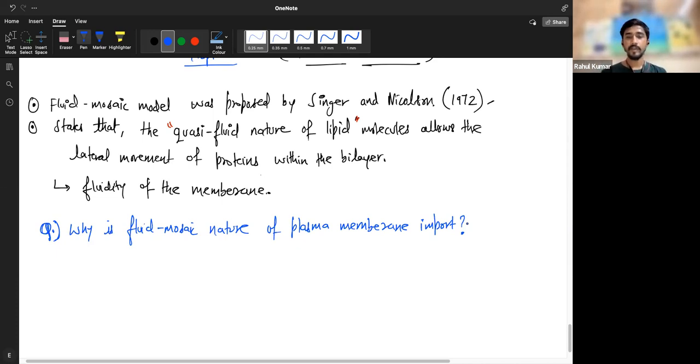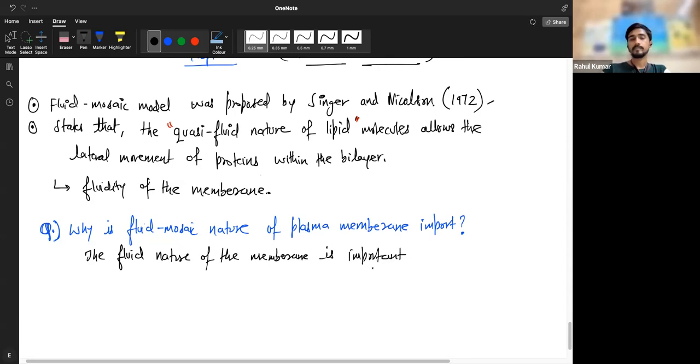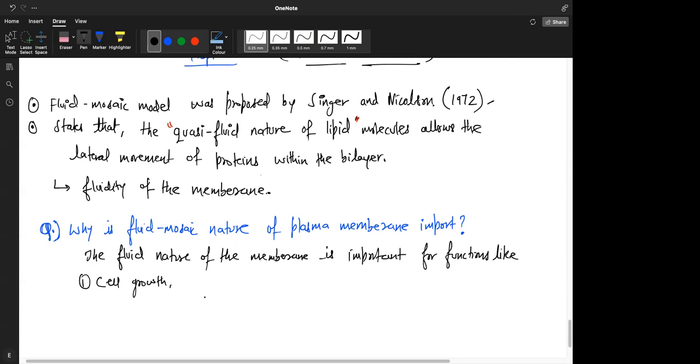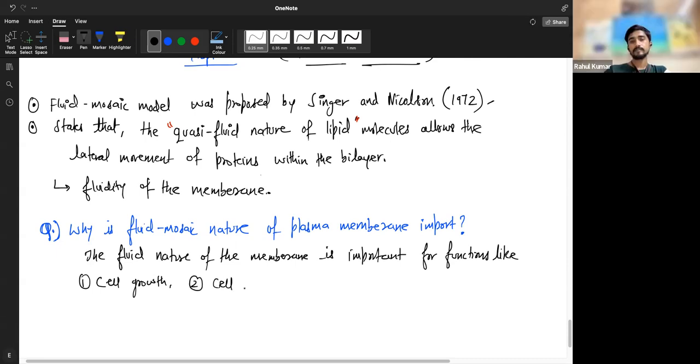Okay, so write down. The fluid nature of the membrane is important for functions like cell growth and cell division. You see, very easily a big round cell just pinches from the center and divides into two. All this is possible because the membrane is fluid.